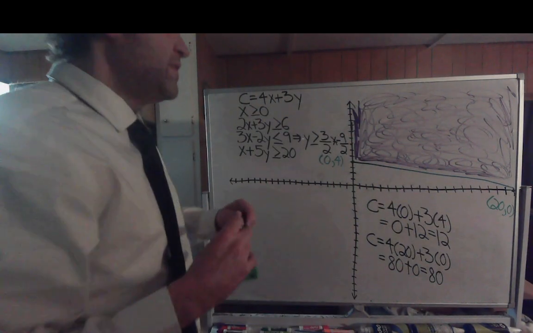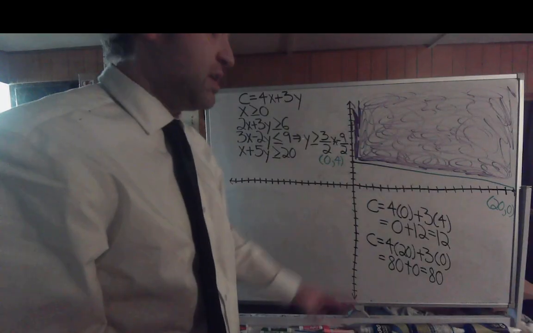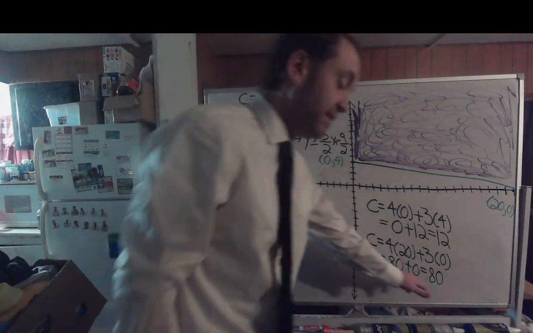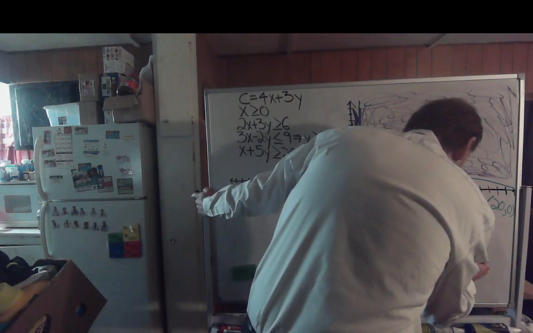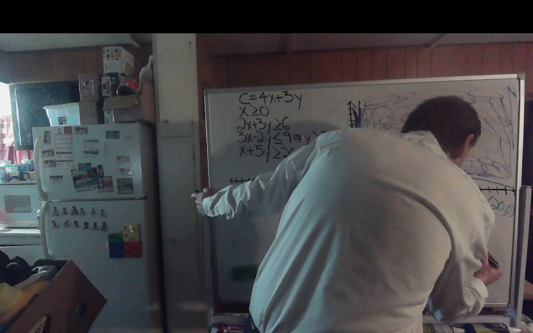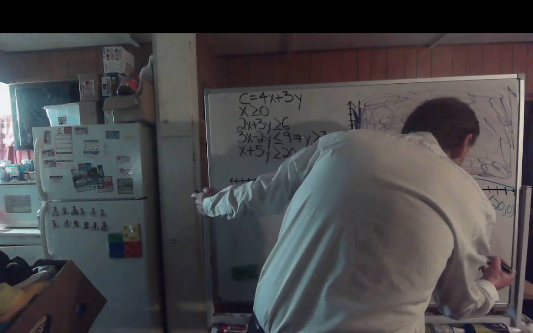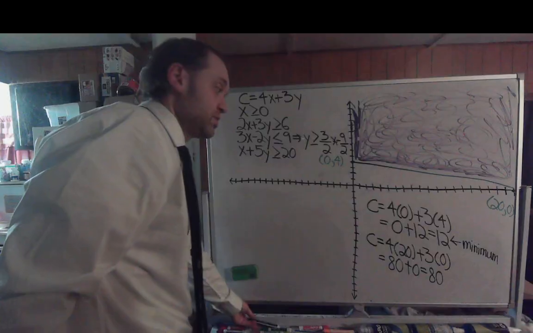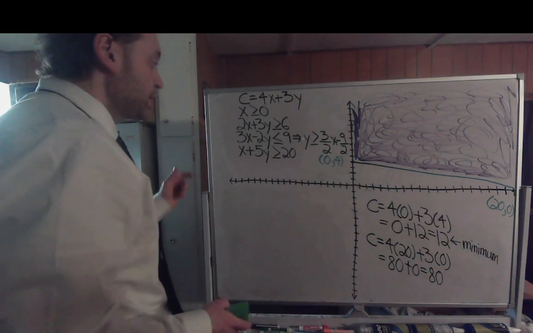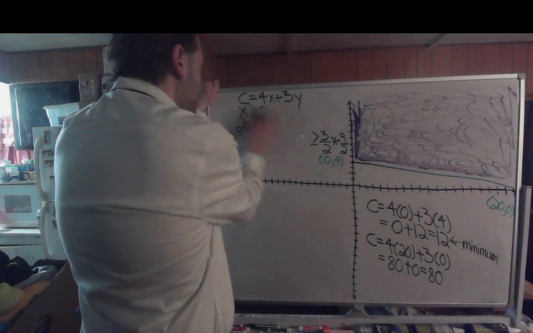Well, we can only find a minimum value since we have an unbounded region. 80 is definitely not our minimum. 12 is. So the minimum value would end up being at 12. That'll be at the value of 12 at the point 0, 4. That's where your minimum occurs. And I got one more exercise, then we're done.